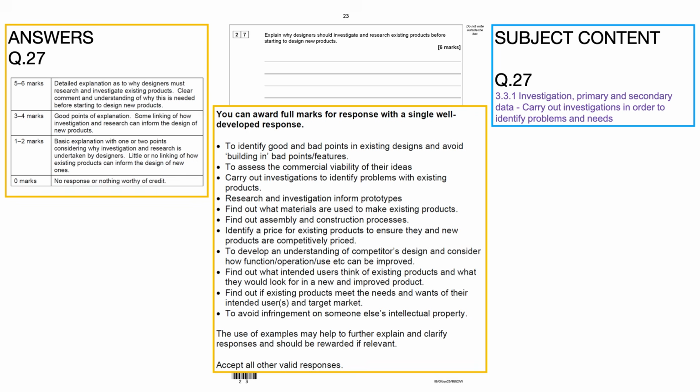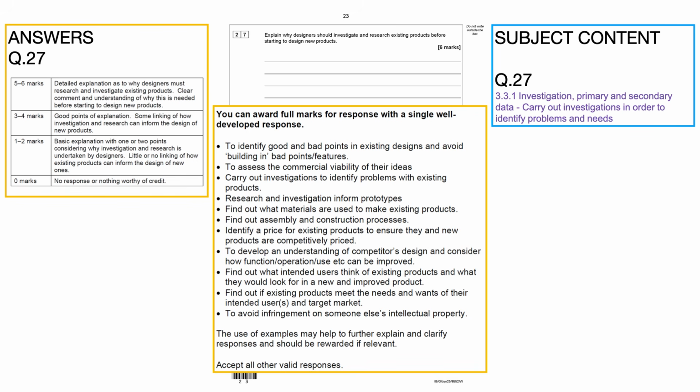So explain why designers should investigate and research existing products before starting to develop new products. We do this to identify good and bad points in existing designs and to avoid building in those bad points and features. We do this to assess the commercial viability of your ideas. We do this to carry out investigations to identify problems with existing products. Research and investigation inform prototypes. We do this to find out what materials are used to make existing products, to find out assembly and construction processes, to identify a price for existing products to ensure they and new products are competitively priced.